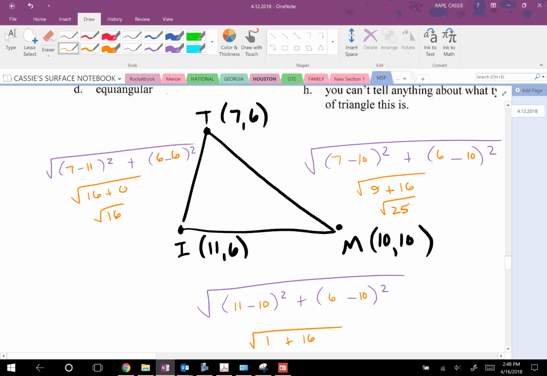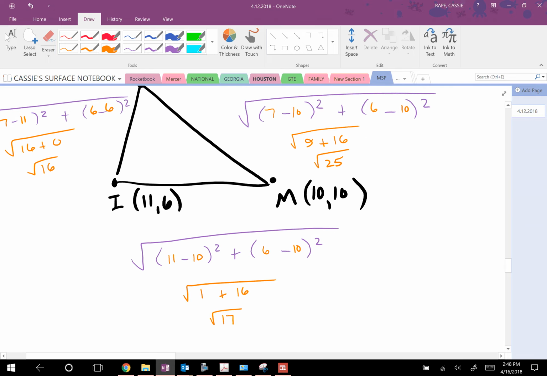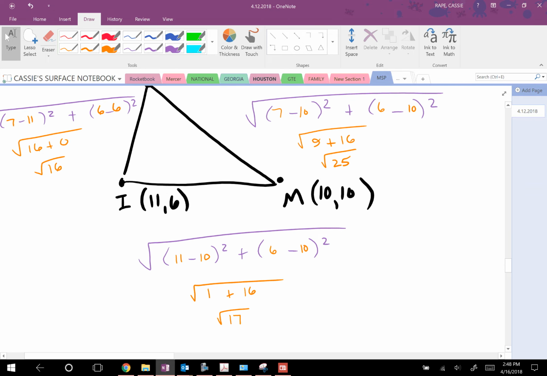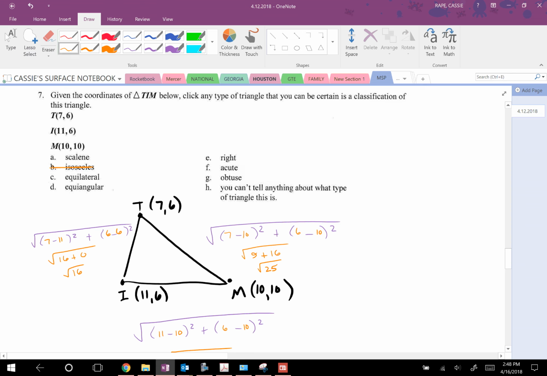All right. You will notice we've got the square root of 16, the square root of 17, and the square root of 25. None of those are the same, so we can go up here and say this is not isosceles. This is not equilateral. If it's not equilateral, it's not equiangular.